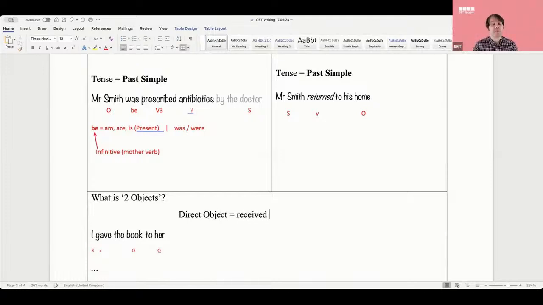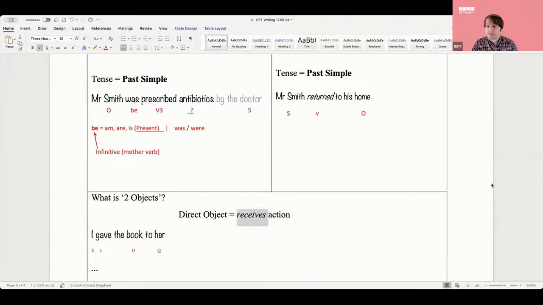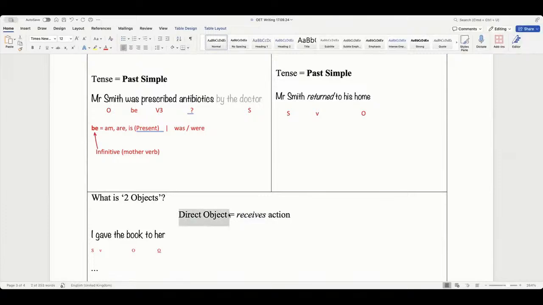What does receives mean, everyone? Gain. Take. Get. Obtain. Get the action. Have the action, maybe even, right? So it's coming to you. So the direct object receives the action, and then what, Tasnim, what's the other one called? We have two, right? Indirect object.